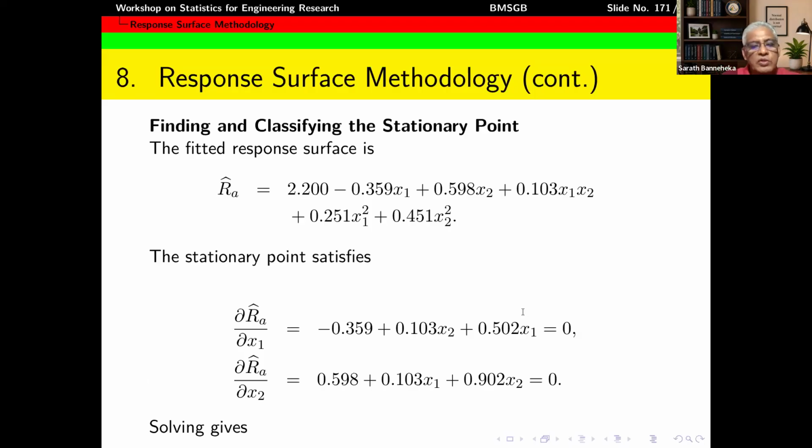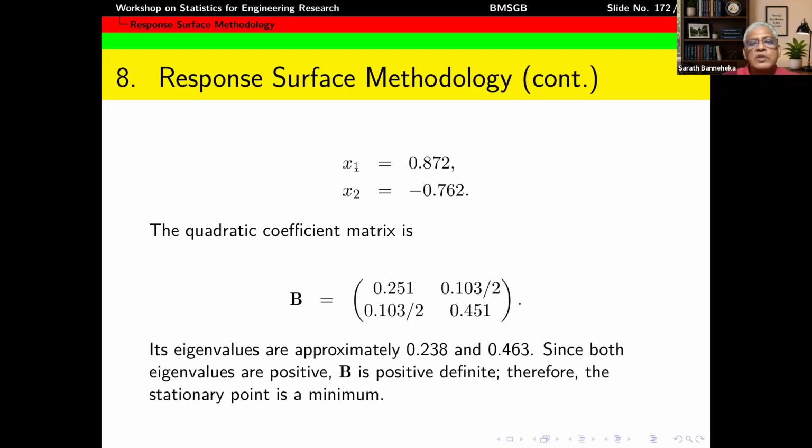So when you solve these first derivatives equal to 0, we get this solution: x1 is equal to 0.872, x2 is equal to negative 0.762, right? So that only tells us that this surface has a stationary point at that x1, x2 point. Then, in order to check whether it's a minimum or a maximum or a saddle point, there are several criteria that you can use. Here, I'm using this particular technique, using the quadratic coefficient matrix.